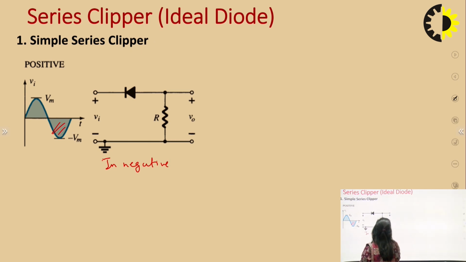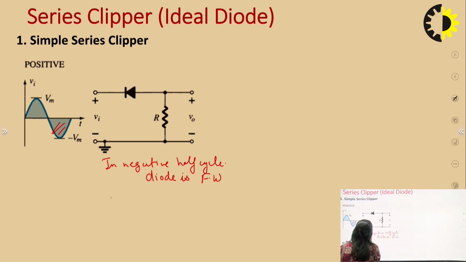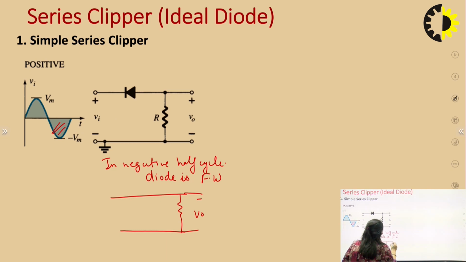In the negative half cycle, diode is forward biased. So in that case, the equivalent circuit will be like this. The diode will be short, and the output voltage would be V0 with plus and minus, and this will be Vi with plus and minus. So the diode will be short in this case.